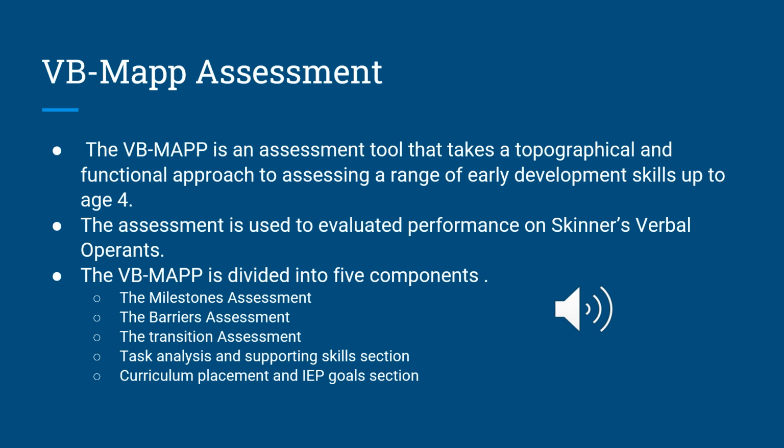First, we are going to talk about the VB-MAP assessment. The VB-MAP is an assessment tool that takes a topographical and functional approach to assessing a range of early developmental skills up to age 4 in a typically developing child. The assessment is used to evaluate performance on Skinner's verbal operants. The VB-MAP is divided into 5 different components: the milestones assessment, the barriers assessment, the transition assessment, task analysis and supporting skills section, and curriculum placement and IEP goals section.